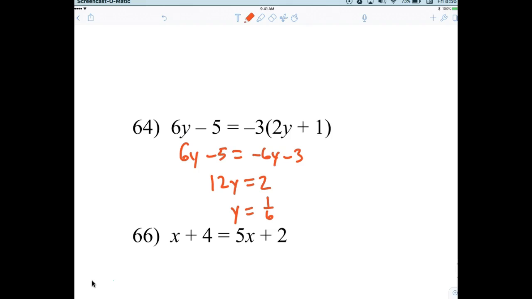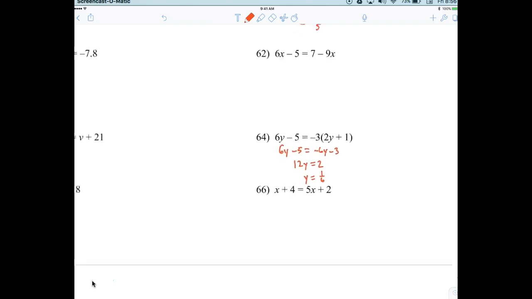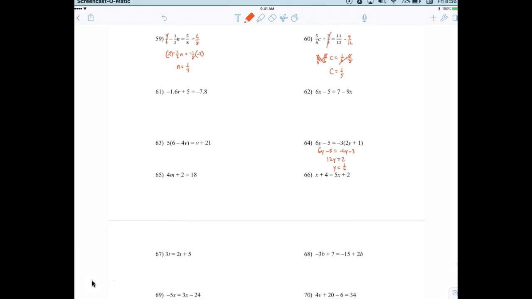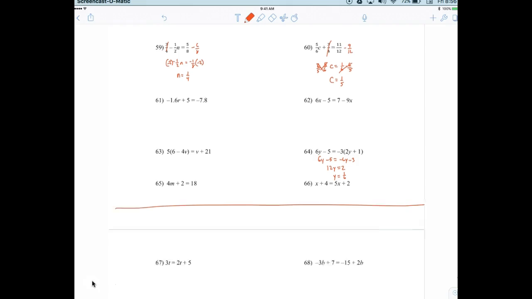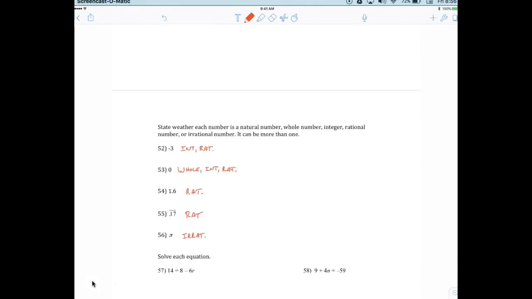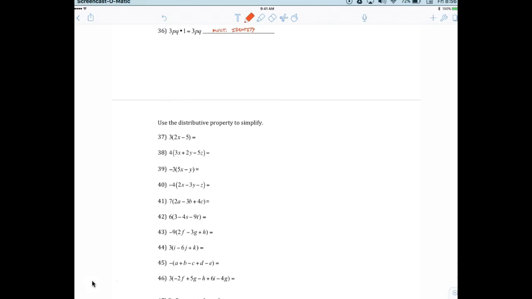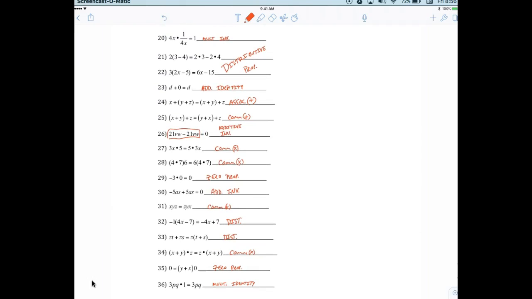Anybody have any questions? I think what's fair is for you guys to have all the way up through 66. That's all I'm asking. Is everybody good with that? There's just a couple more equations to solve, a few other things that I left blank. Do the distributive property. You've got 10 minutes. You can get that done.